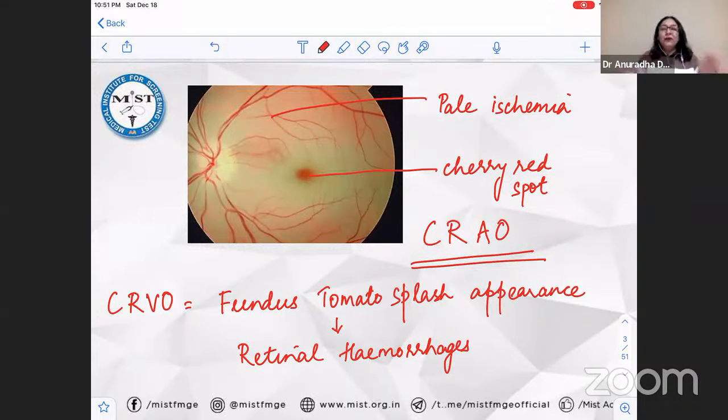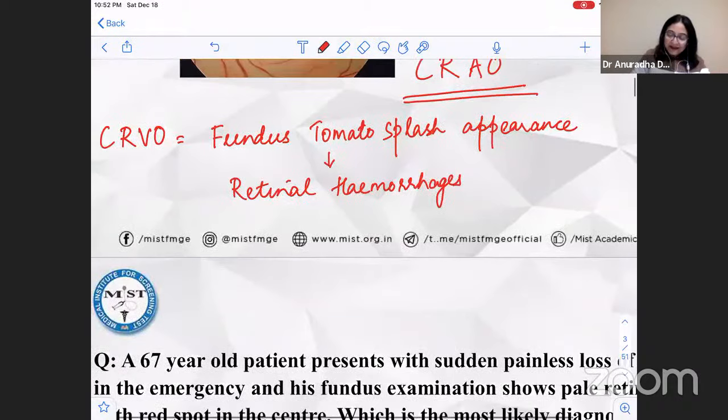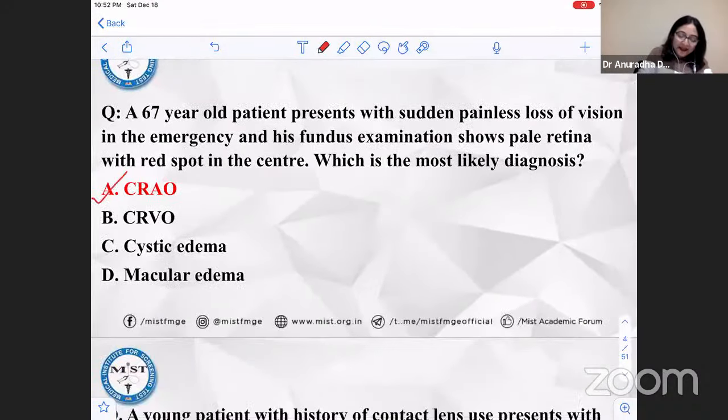Okay? So I hope this clinical case question is clear to all of us now. This is a very common case scenario. In the past exams, a lot of times questions based upon CRVO had come. This time they gave a question on CRAO. So we should be very clear in our mind whether we are dealing with vein occlusion or artery occlusion. So the right answer to this question was choice A, that is CRAO, because painless loss of vision with pale retina with red spot in the center is seen in the cases of CRAO, right?